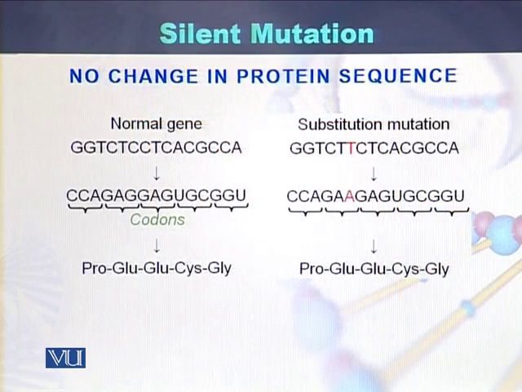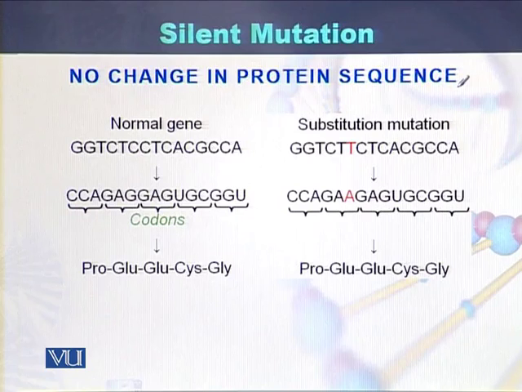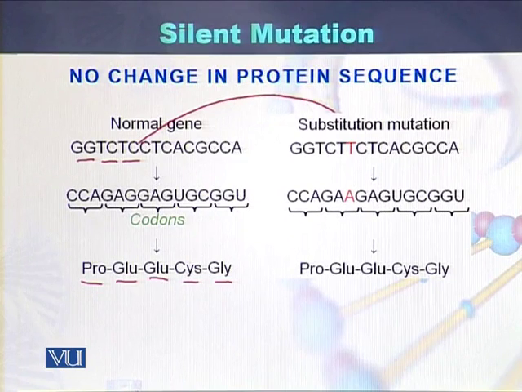In this example, we see that there is a change at the DNA level, but there is no change at the protein level. If we read the sequence of the normal gene, here is double G, TC, TC. As a result of the normal product of this gene, the amino acids produced will be proline, glutamic acid, cysteine, glycine. While if there is a change at the DNA level, this C is converted into T.